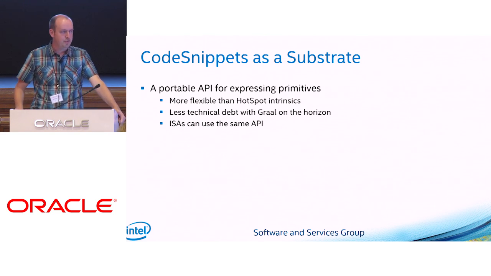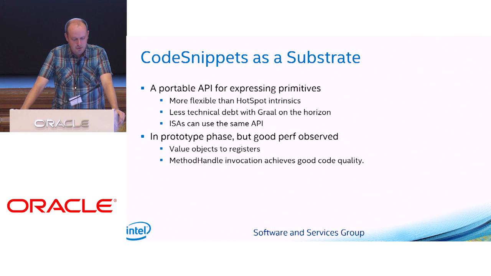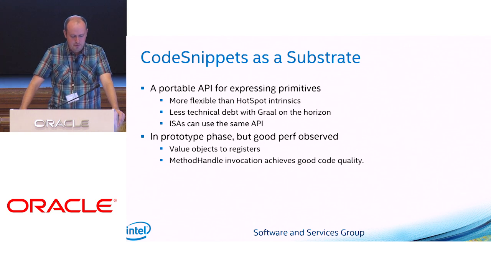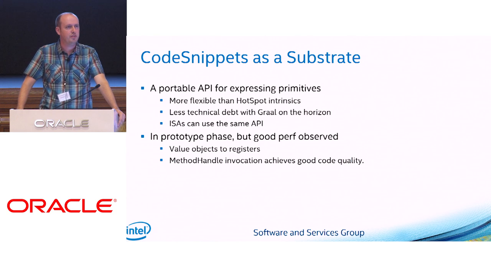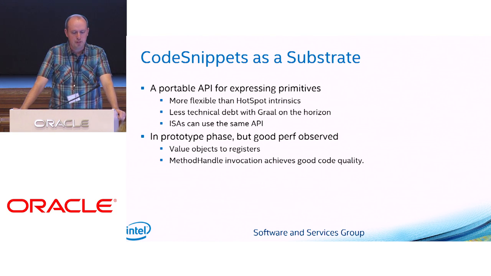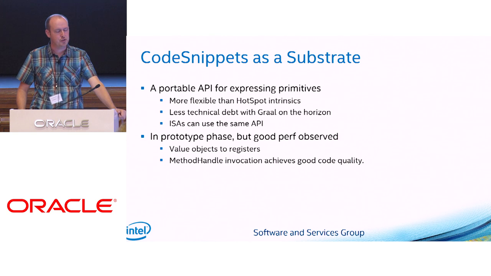And then ISAs can use the same API, so everybody gets a crack at it. It's in prototype phase, as we've heard, but we've observed some pretty good performance characteristics, though we're not quite at the point of benchmarking everything. You'll have to wait until Java 1 for that. But we have observed good code quality and good performance on small examples, but we need some bigger examples to really definitively describe the nature of our performance.